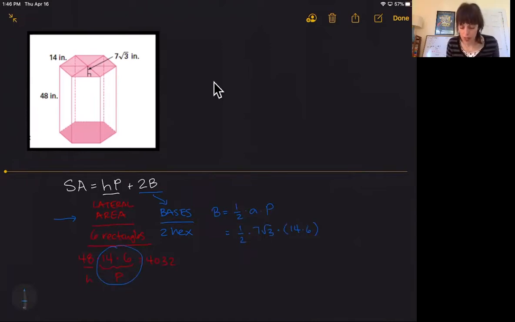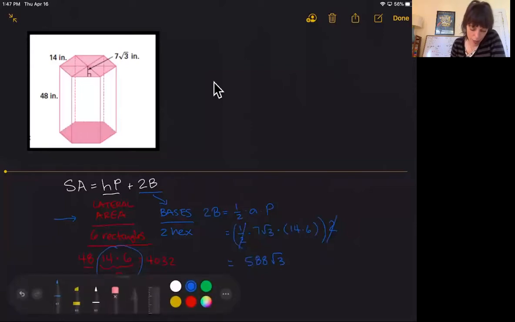So when I multiply all this together, and by the way, I have 2 bases. So if I change this to 2 bases, that means I'm going to multiply all of this by 2, and the 2 and the 1/2 will cancel. So to get the total area of both my bases, I'm going to multiply the perimeter, which is 14 times 6, and I'm going to multiply that times 7√3. I'm going to leave this exact for now. And I'm going to get 588 root 3.